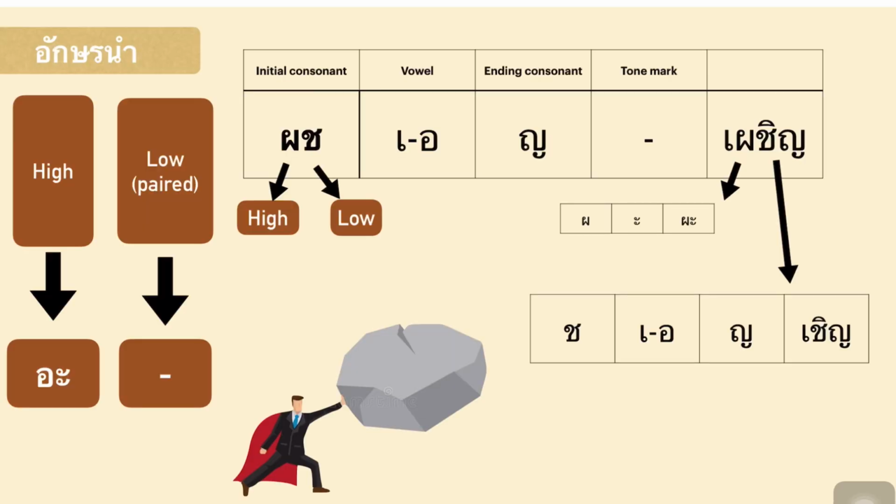Moving on to the next one, if you've got a high class consonant and a low class consonant together, but it's in the paired group. Again, you can't really add a silent H to the paired low class consonants. You can only do that with unpaired ones, right? So just leave it as it is. So the first one takes an a sound. And the second one, just read it normally.